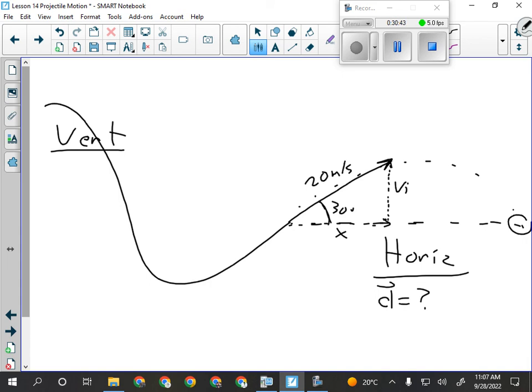Here's where the vector part comes into these questions. I have to find the x and y components of that projected velocity in exactly the same way we've been doing it for all our vector addition stuff. Vertically speaking, I need to know the initial vertical velocity, which is this side of the triangle. That's going to mean the sine of 30 times 20 meters per second.